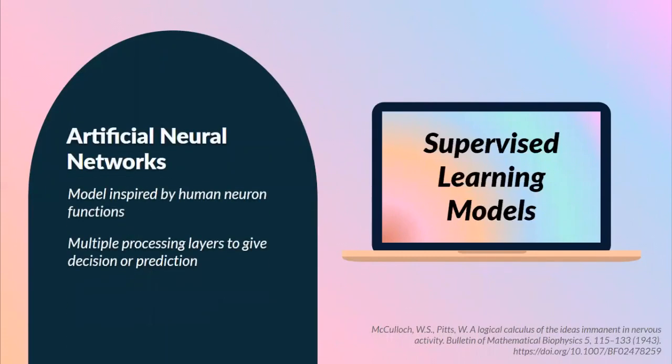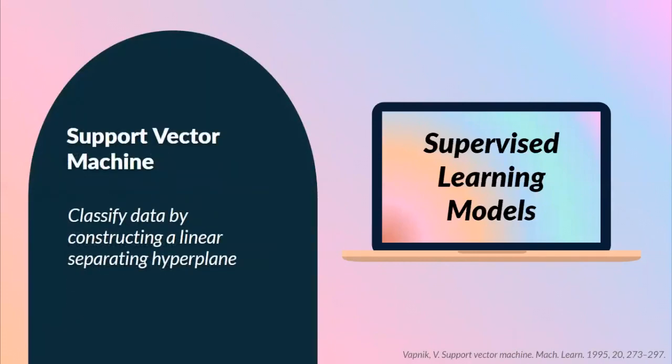And next, artificial neural networks. This model is inspired by human neuron function. It has multiple processing layers, for example, an input layer, hidden layer, and output layer, to give the decision or prediction. And next is support vector machine. This model classifies the data by constructing a linear separating hyperplane.